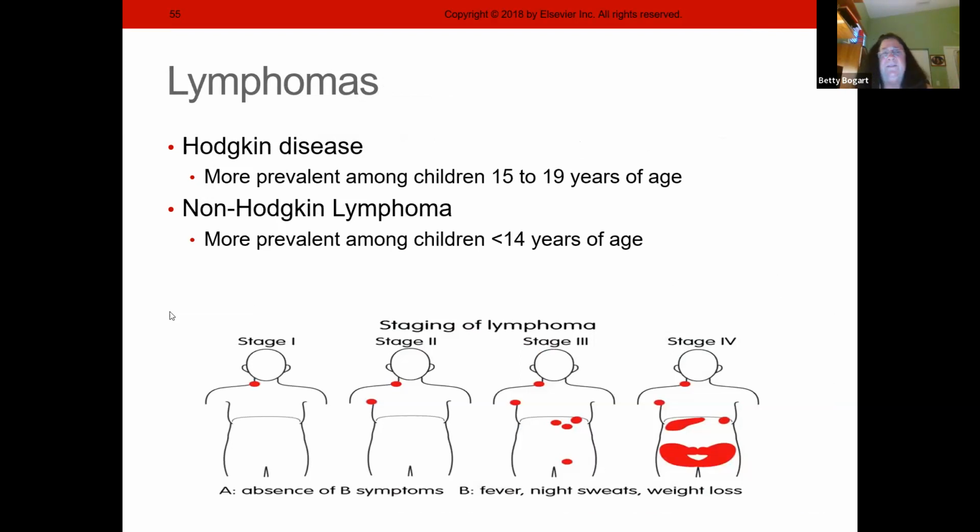Now, lymphoma is a type of cancer in the lymph nodes. Now, there's Hodgkin's and there's non-Hodgkin's, and there is a difference.